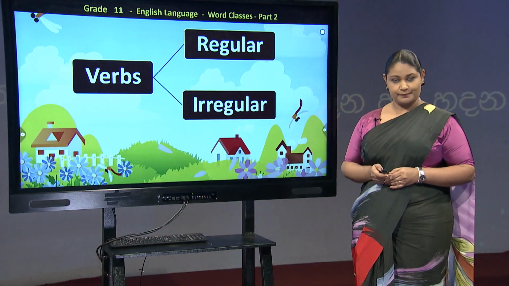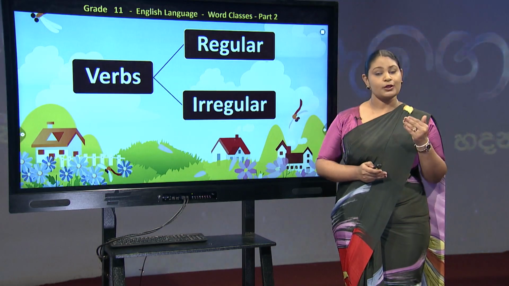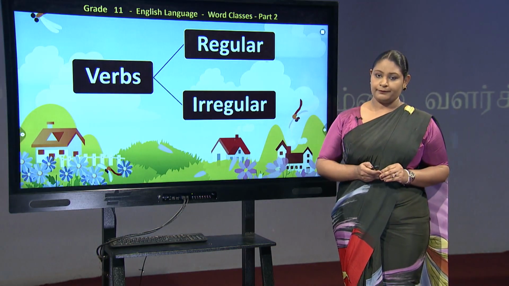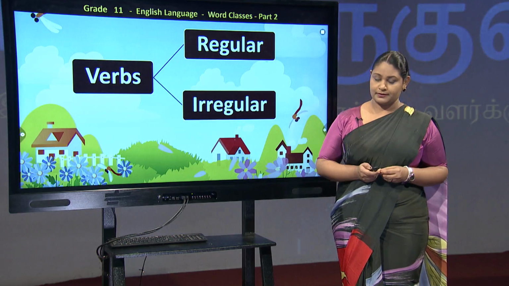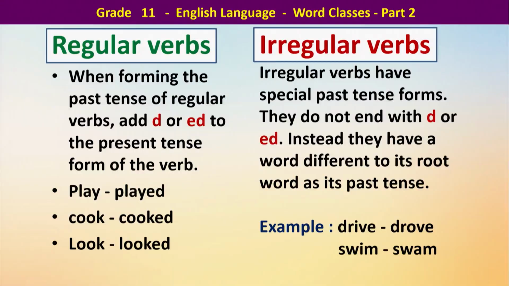Now, when you look at verbs, they have regular verbs and irregular verbs. Those are the two types of verbs we have. Regular and irregular verbs. Let's go and see what these are. What are regular verbs, Miss Niranji? When we form regular verbs, we have to add ed for the past form. To form the past tense, you have to add ed or sometimes d. So, for instance, if you take the verb play, that becomes played. Ed is added to form the past form.